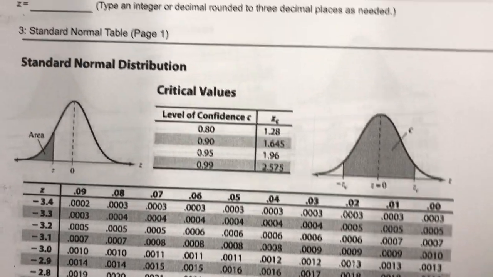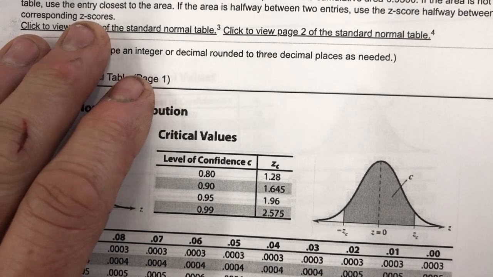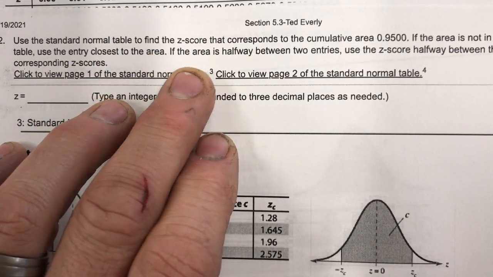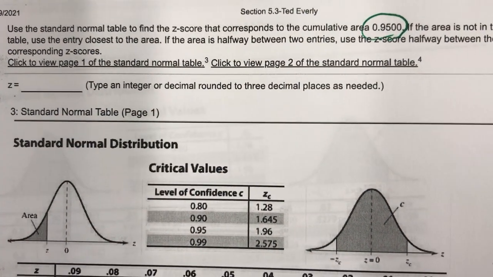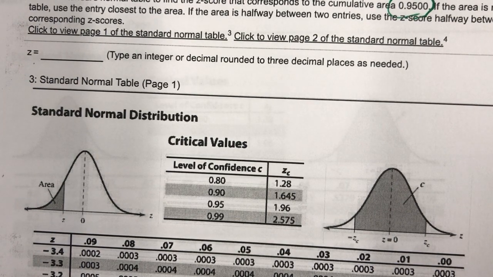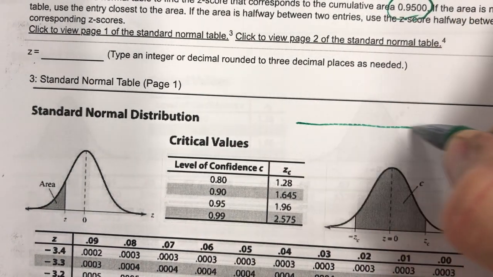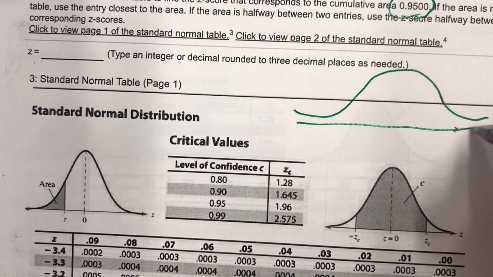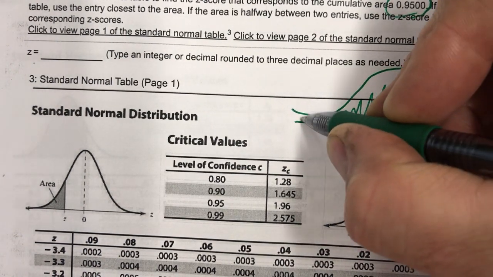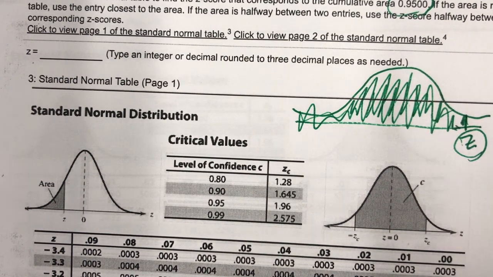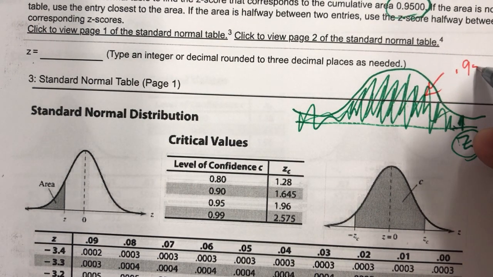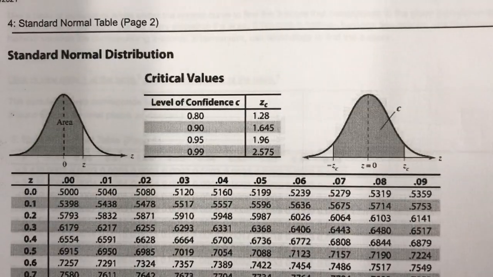Okay, so here's another one. This says use a standard normal table to find the z-score that corresponds to the cumulative area of 0.9500. So again, what this means is all this right here is colored in underneath the curve up to this z value. What's this z value, if all this area inside here is 0.9500? So I've got to look through the table here and find 0.9500, which is on the second page again.